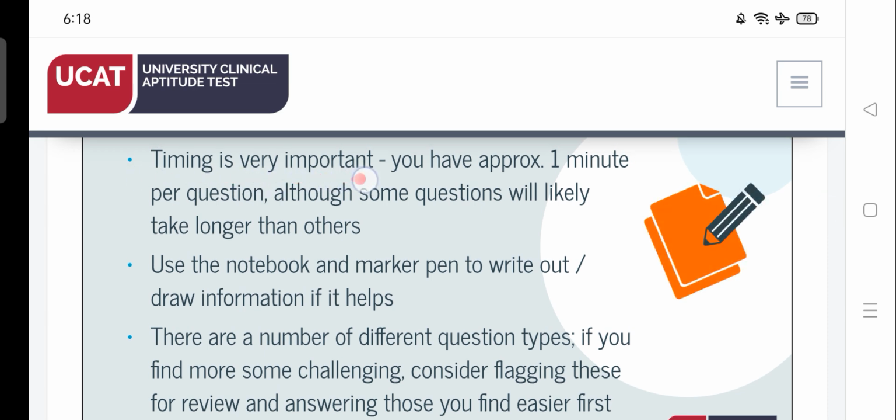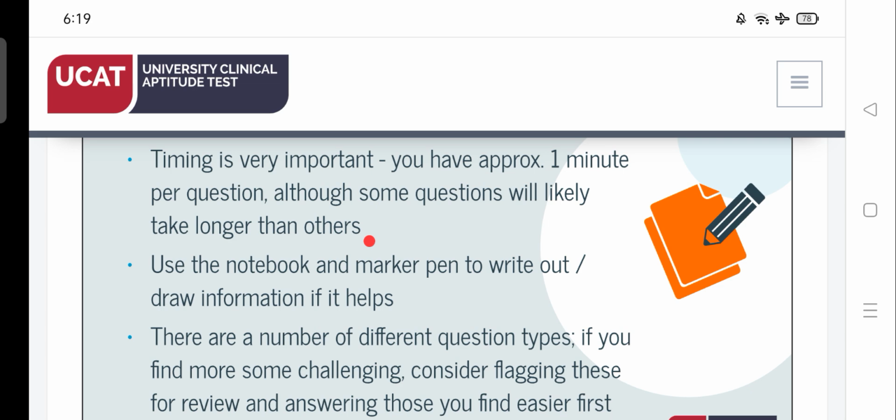Timing is very important. You have approximately 1 minute per question, although some questions will likely take longer than others. Okay, timing is the main issue in these types of tests, so you have to manage your time very carefully. There are some questions that are very complex and some very easy ones, so you have to manage how you're going to solve all the questions of this portion within the time that will be given to you.